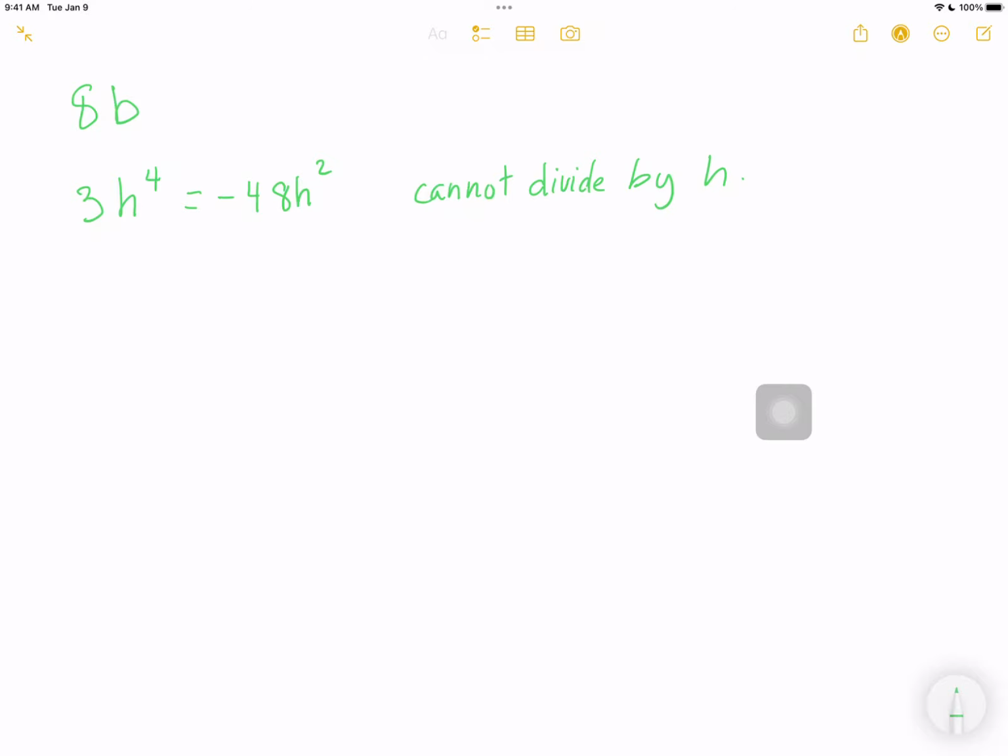The mathematical reasoning for that is that we don't know what h is. And since h is a variable, h could be 0. And as you know, you cannot divide by 0. And so you are not allowed to divide by h. So instead, what we're going to do is bring everything to one side.